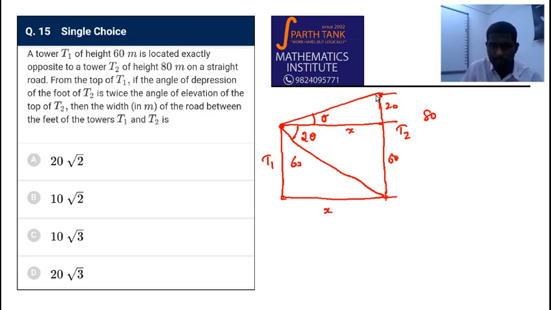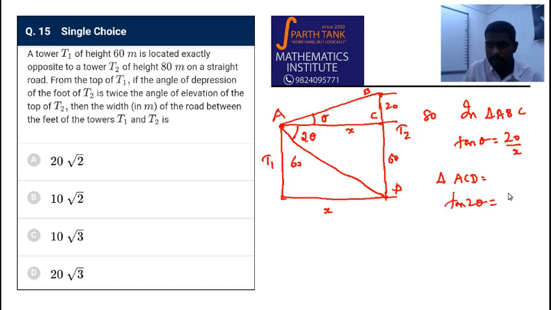Now it's very simple. From this triangle, let us name them just for the sake of convenience, A, B, C, D. In triangle ABC, tan theta is 20 by x, and in triangle ACD, tan 2 theta is 60 by x, right? And now eliminate theta from here using the tan 2 theta formula, and then you get the answer.